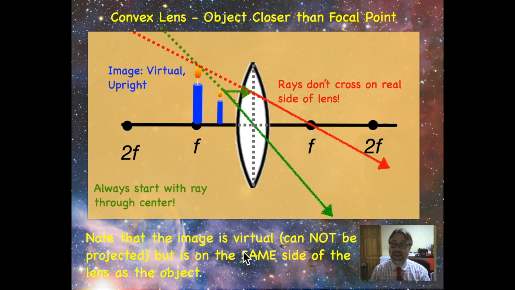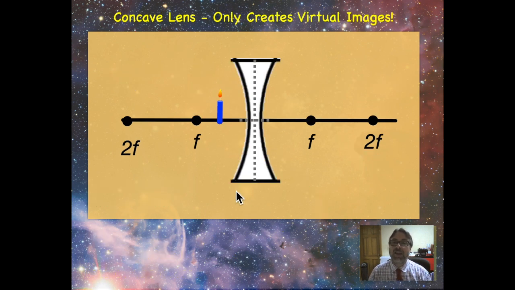Now let's take a look at a concave lens. A concave lens only creates virtual images. So a concave lens works like a convex mirror. When we had a spherical convex mirror, it also only made virtual images. A concave mirror could make a virtual image, a real image, or have no image. A convex mirror always produced a virtual image. So an analog for a lens is a concave lens, which will always make a virtual image.